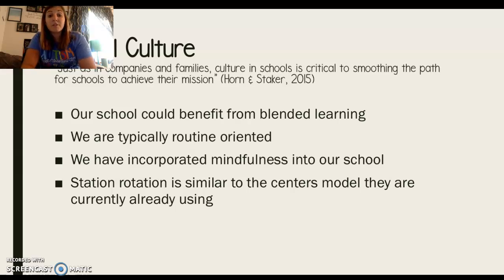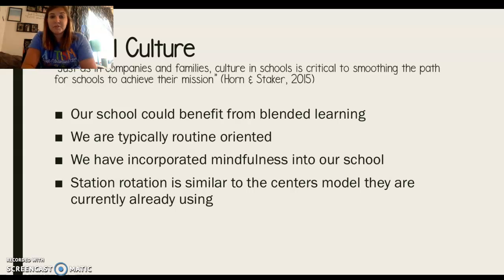Well, they're already using a station rotation type of model, just without technology. So they're using centers and the Daily 5 already. So saying, hey, let's throw in technology, let's see if we can do some blended learning and station rotation that way, I think they would be more acceptable and willing to try that.